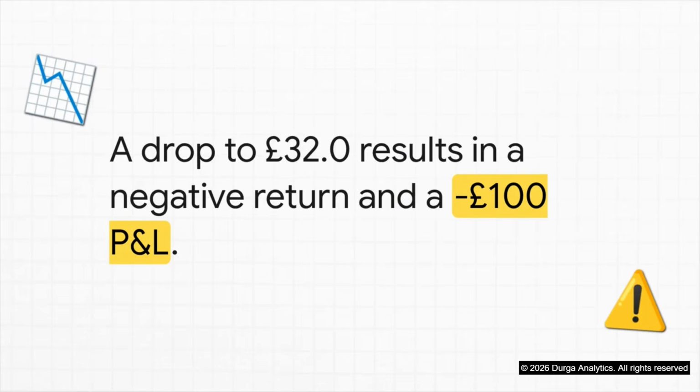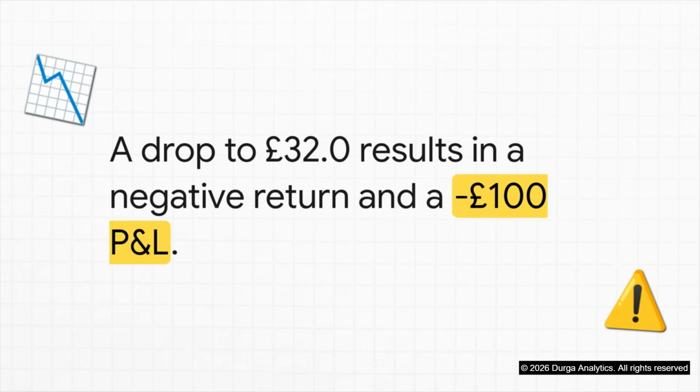And of course, in the real world, weeks have down days too. If on day 4 the price drops from £33 down to £32, the math handles it seamlessly. 32 minus 33 is negative 1. Divided by 33, that's a negative 3.03% return. And 100 times negative 1 is a negative £100 P&L. The mechanics are completely identical, only the sign flips.